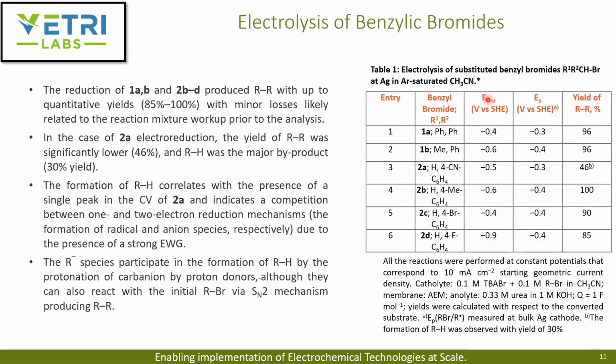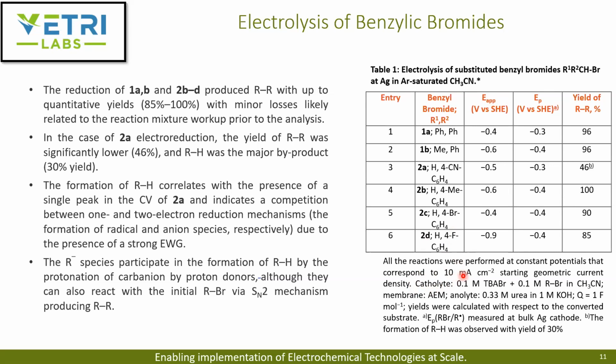So then they evaluated the yield of the dimer based on the organic halide they are using. First is electrolysis of the benzylic bromides. All these reactions were performed at a constant potential corresponding to a current of 10 milliampere per centimeter square.